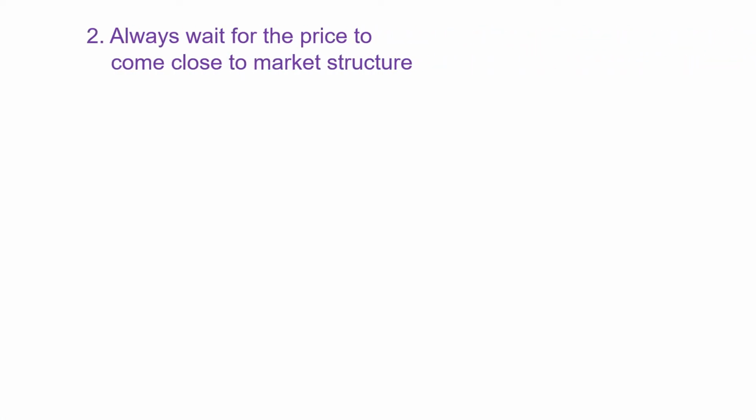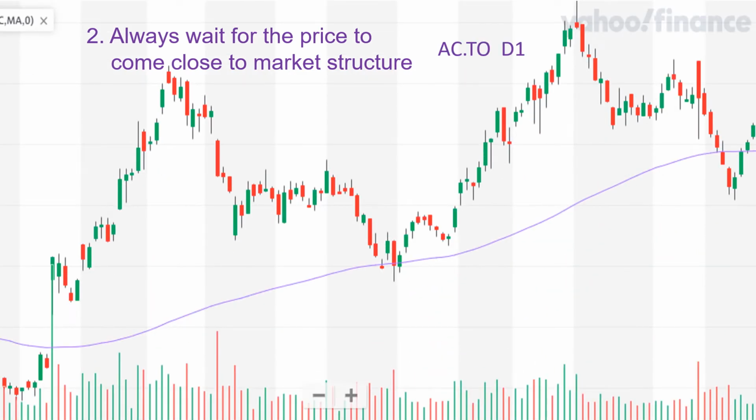Now, second, always wait for the price to come close to the market structure. This is the price trend of Air Canada stock on the D1 time frame, and I installed SMA 42 that here acts as dynamic support. So far, you have learned what a swing trend is and how to find the direction of the trend.